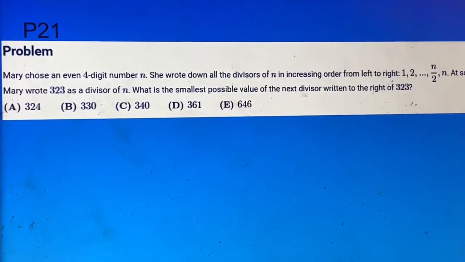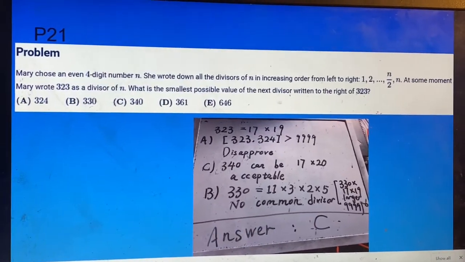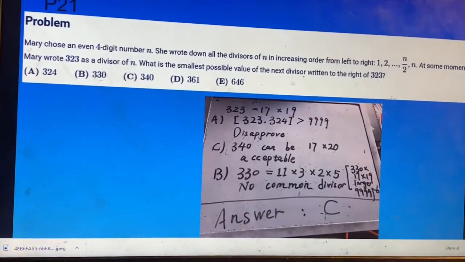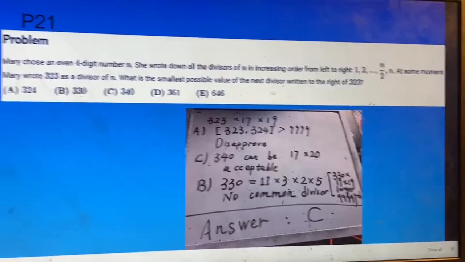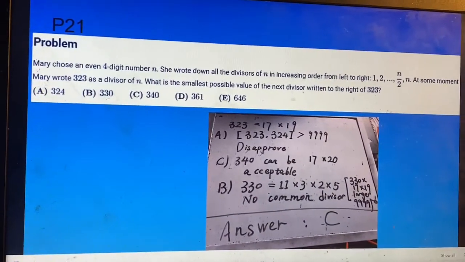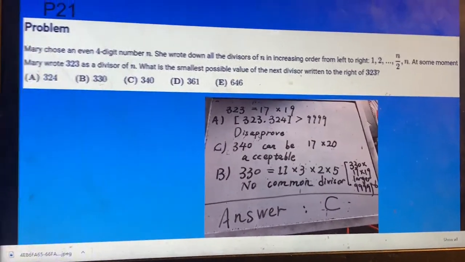Next problem. Mary chooses an even 4-digit number n. She wrote down all the divisors of n in increasing order from left to right. Sometimes she writes 323 as a divisor of n. What is the smallest possible divisor?